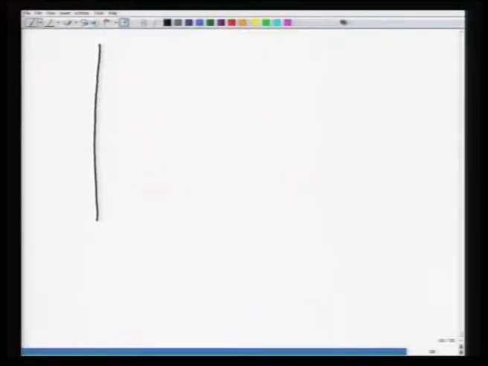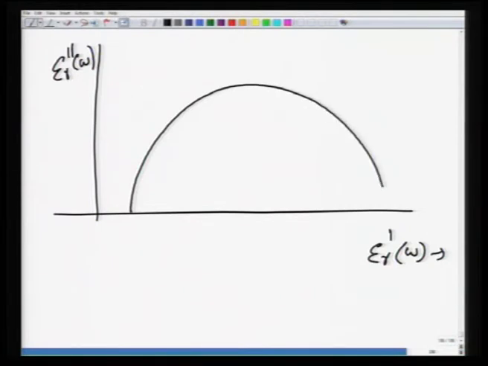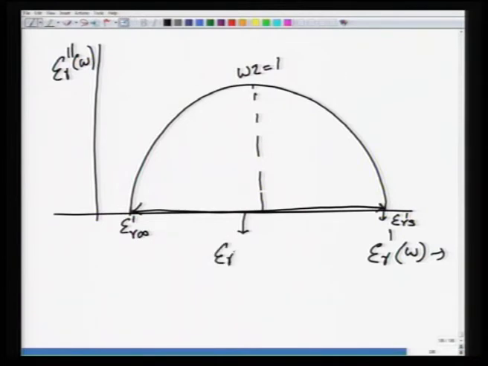So, if you have an ideal behavior, again I am going to plot epsilon r double prime of omega versus epsilon r prime of omega, so imaginary versus real part, and if you have an ideal circle, this should be your epsilon r s, epsilon r infinity. This happens at omega tau equal to 1, and as you know, the diameter of the circle is nothing but the difference of these two dielectric constants.